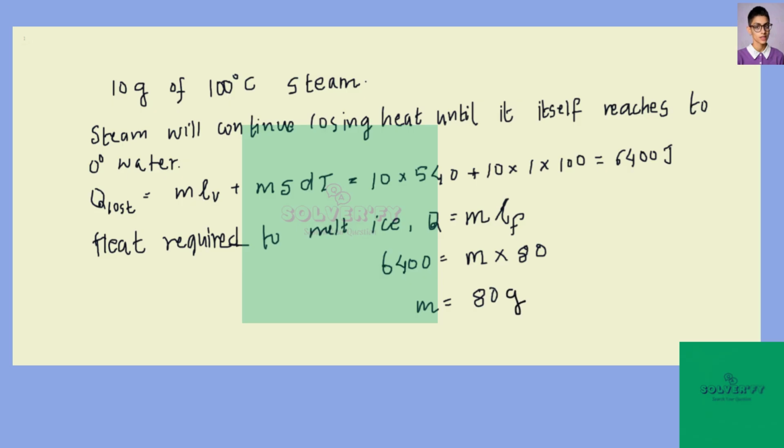So we can say that the steam is capable of melting 80 grams of ice until it reaches 0 degree water. It cannot melt more than this. It cannot lose more heat beyond reaching 0 degree water. All right, so this answers the given question.